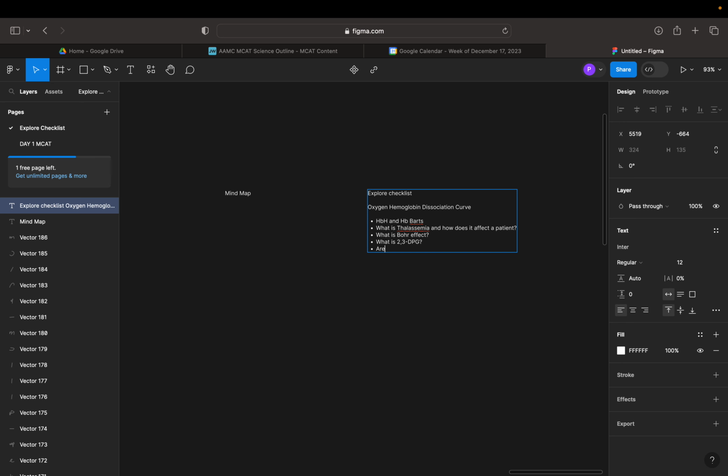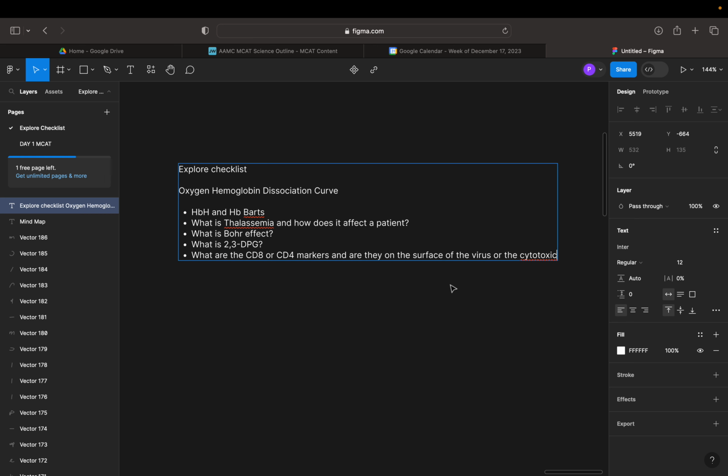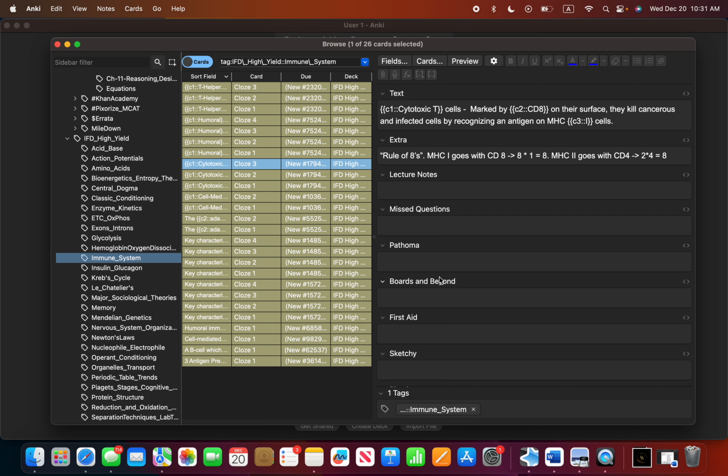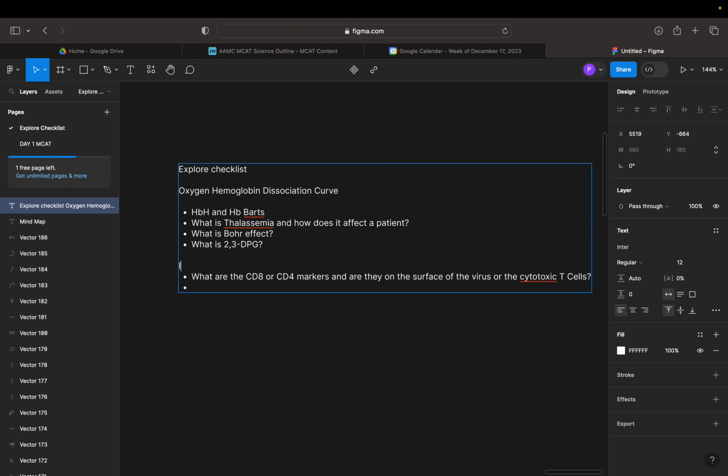So we can ask this from ChatGPT, right? First we can ask what are the CD8 and CD4 markers, and are they on the surface of the virus or the cytotoxic T cells. And now we're in immune system.